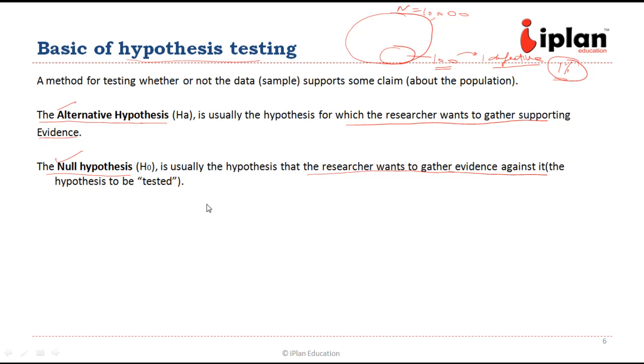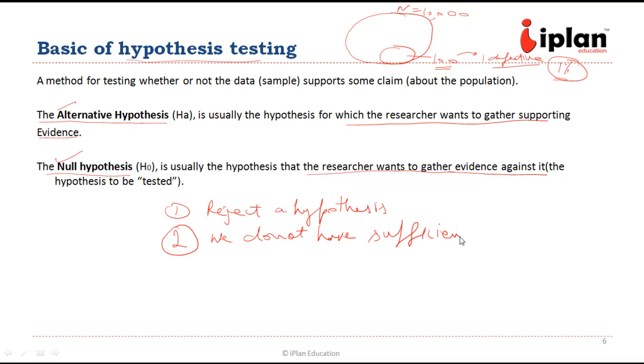So through statistical tests, we can never accept a hypothesis. We can only either reject a hypothesis, this is the first case, or there could be another case where we do not have sufficient evidence to reject. So in the second case, we cannot say that we are accepting a hypothesis. We will always say we do not have sufficient evidence to reject the hypothesis.